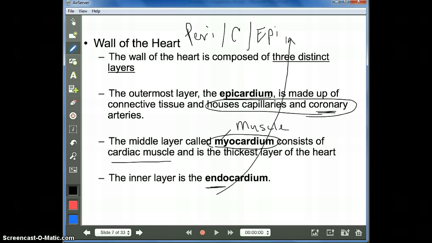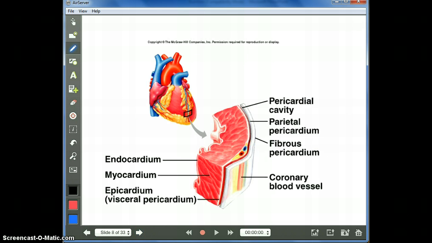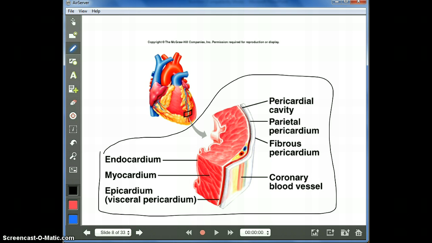We're going to go back up and put them in order. So we have epi, myo, and then endo. Okay, so that's our order. And so the next slide should show you an illustration of that. This guy is going to be your diagram. Take a look at that.